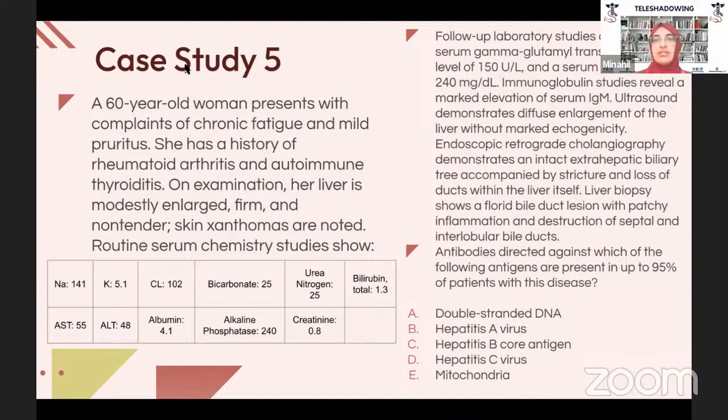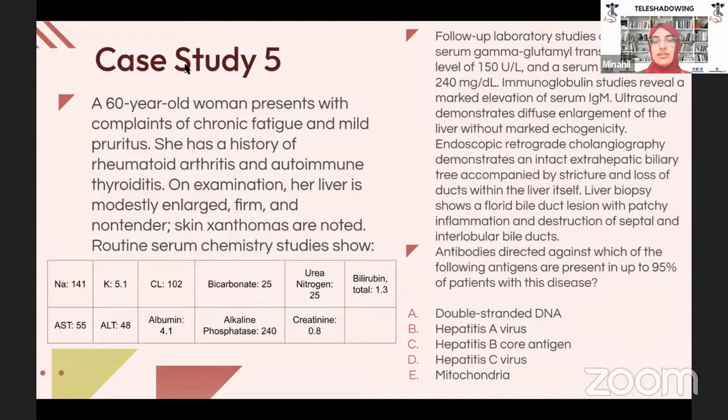Endoscopic retrograde cholangiography demonstrates an intact extrahepatic biliary tree accompanied by stricture and loss of ducts within the liver itself. Liver biopsy shows a florid bile duct lesion with patchy inflammation and destruction of septal and interlobular bile ducts. Antibodies directed against which of the following antigens are present in up to 95% of patients with this disease?